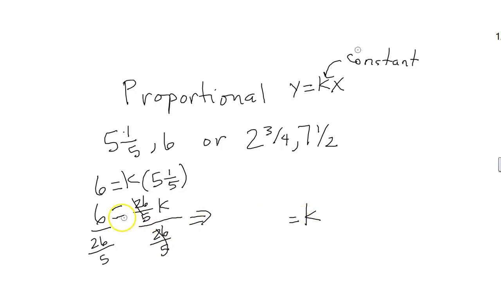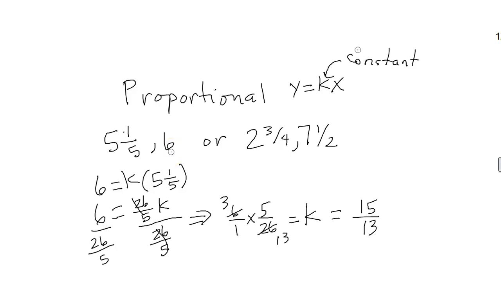Now I can solve for it, because I have 6, which I'll put over 1. That's the key change: we're changing division to multiplication and flipping that to 5 over 26. We cannot reduce this way, so let's reduce this way. 2 goes into 6 three times, and 2 goes into 26 thirteen times. So if we multiply across, 3 times 5 is 15 over 13. That's what k would be if these two numbers were proportional.